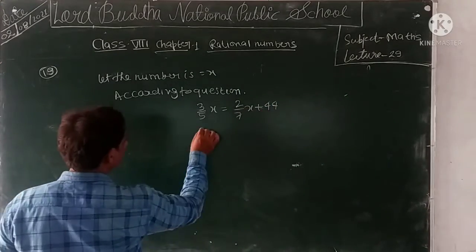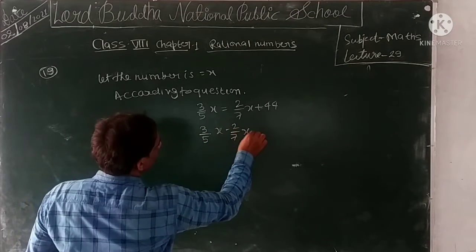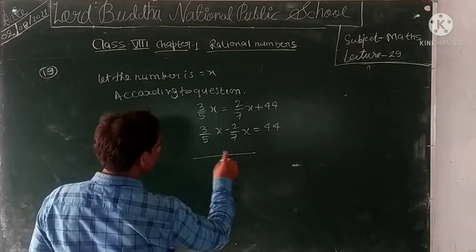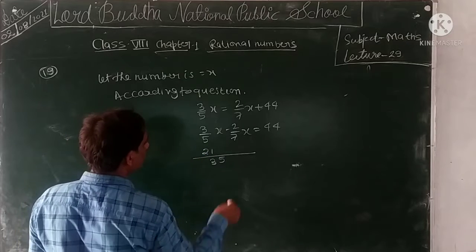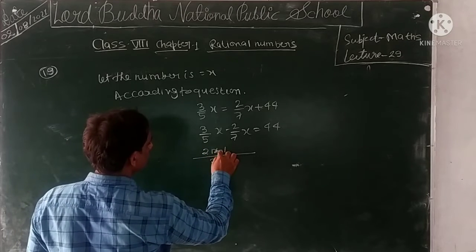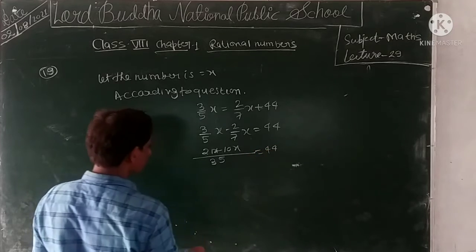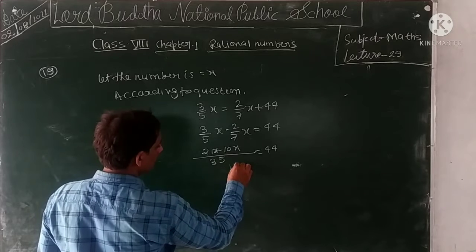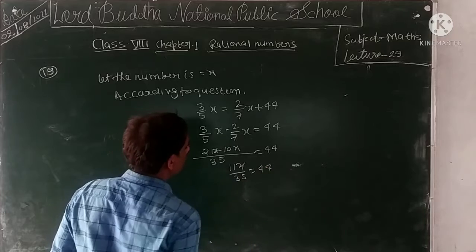Now starting: 3/5x minus 2/7x is equal to 44. Now here the LCM will be 35. 7 is 21, 5 is 10. Equal to 44. 21 minus 10 means 11x upon 35 equal to 44.